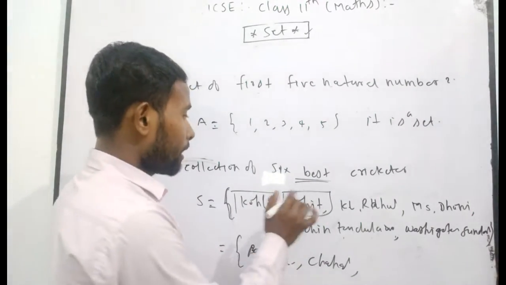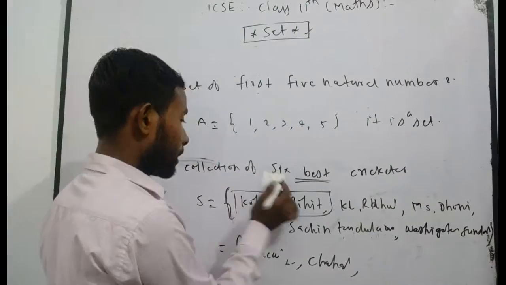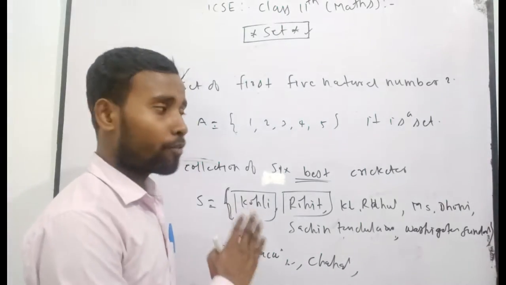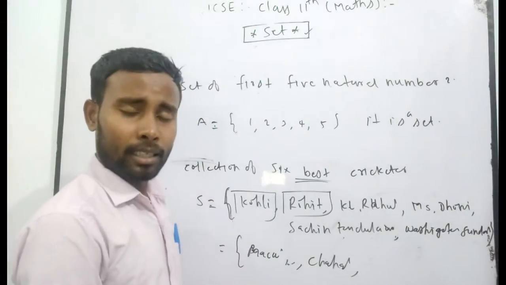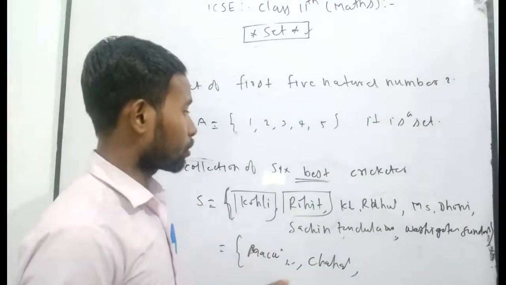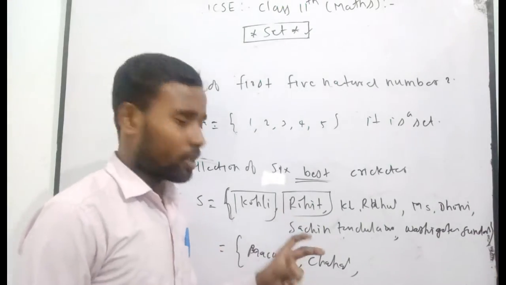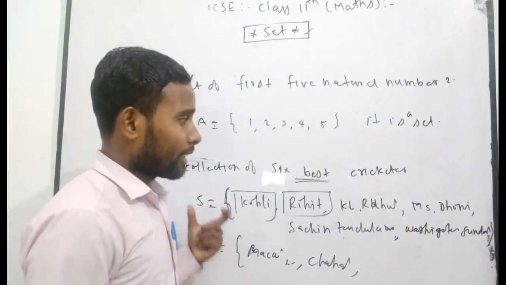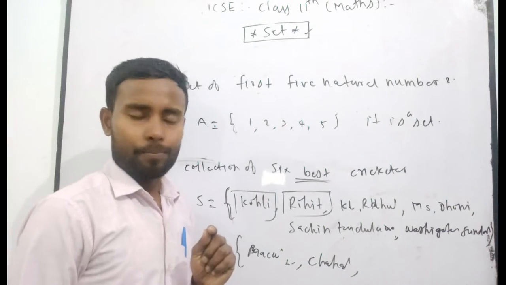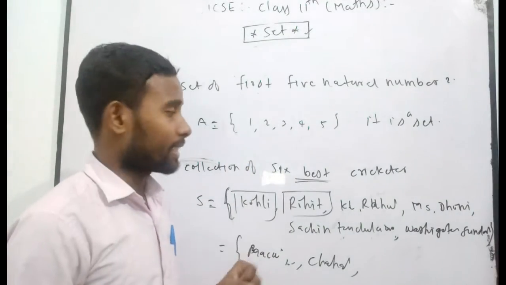So in that case, it is not well defined, because this set is not the same for everyone. It doesn't become equal for everyone. Maybe another person chooses another cricketer, Maxwell, Jason Roy, any cricketer may be chosen. So I suggest you, before saying about any collection whether it forms a set or not, check the reputation of elements and whether it is well defined or not. This is the way to understand a set.